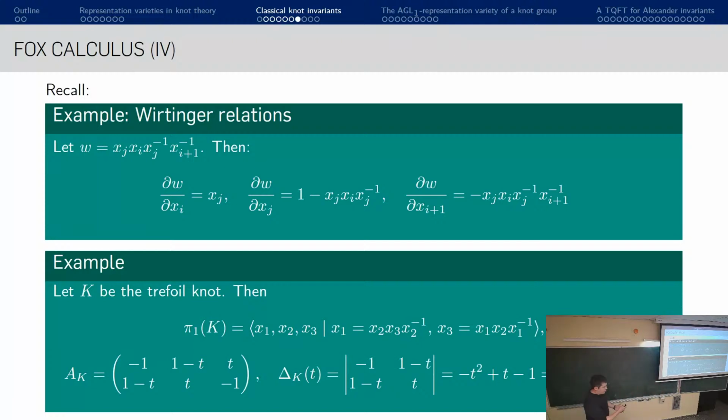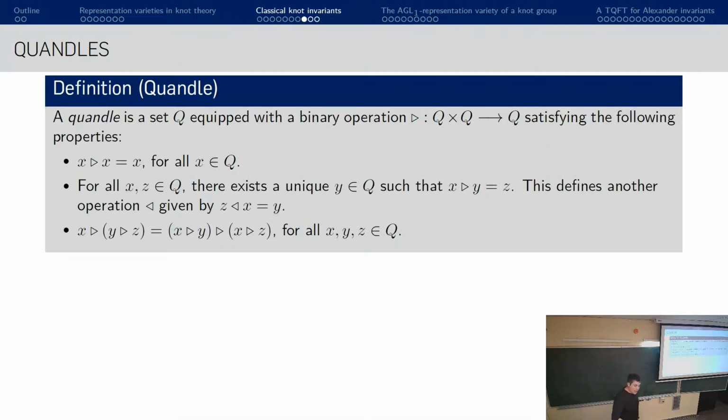So Fox derivatives from any presentation of the knot group give you a straightforward way to generate a presentation matrix for the Alexander module. And now, some tiny digression, because it's going to appear later. I'm going to go through this quite quickly, okay?